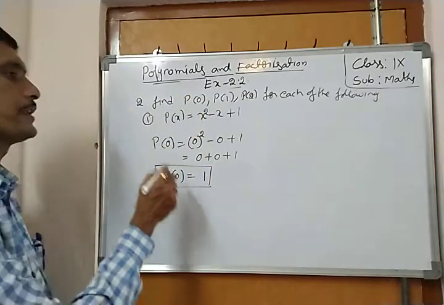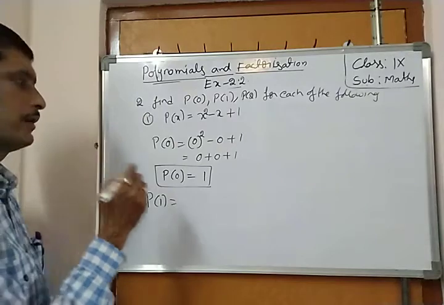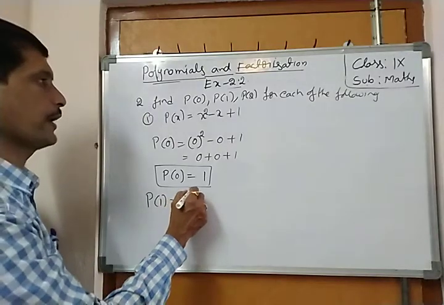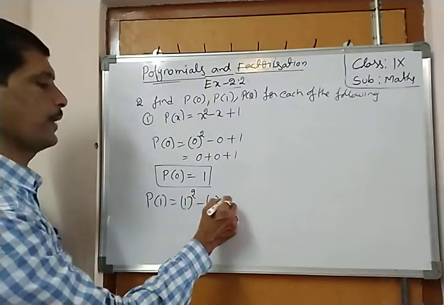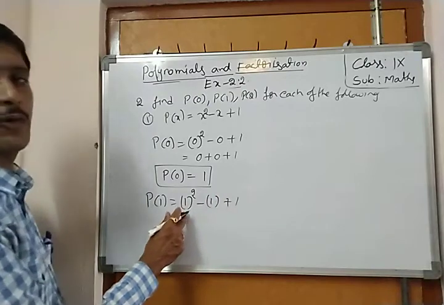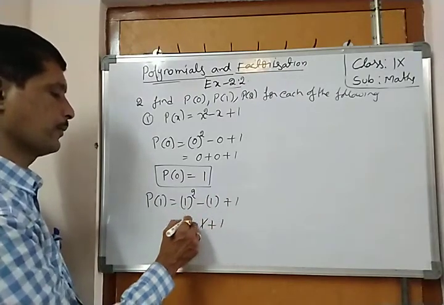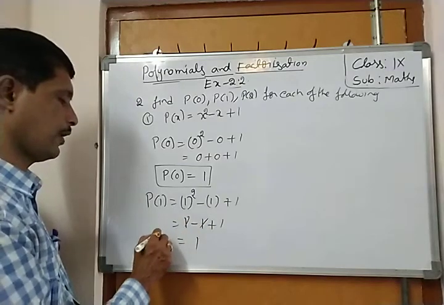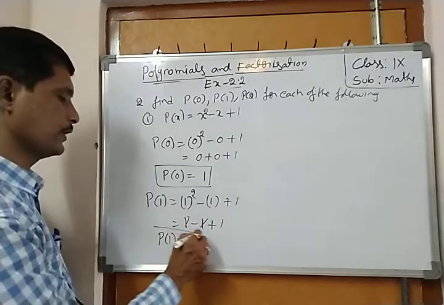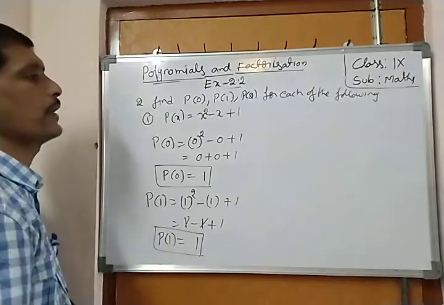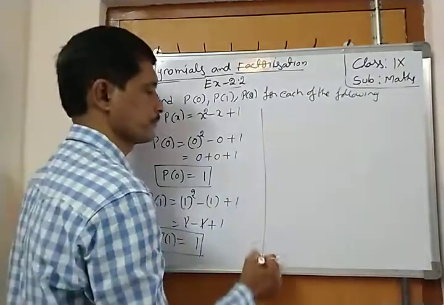Next one is P of 1. P of 1 means x value is replaced by 1. Here 1 whole square minus 1 plus 1. Here 1 whole square, that is 1. Here minus 1 plus 1, both get cancelled, that is equal to 1. P of 1 value is 1 only.